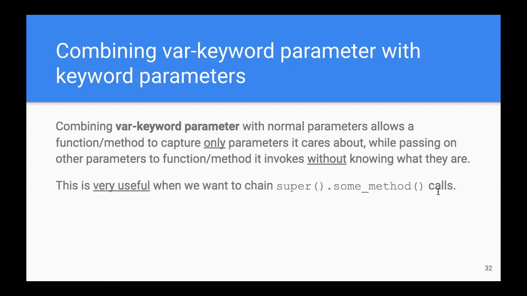Now, I mentioned that the ability of the var keyword parameter to capture only the parameters it cares about while passing on the other parameters that it does not care about to other functions or methods is very useful. The best showcase for that is probably for a derived class to call the parent class method with a bunch of arguments that the derived class does not care about. So let me explain.